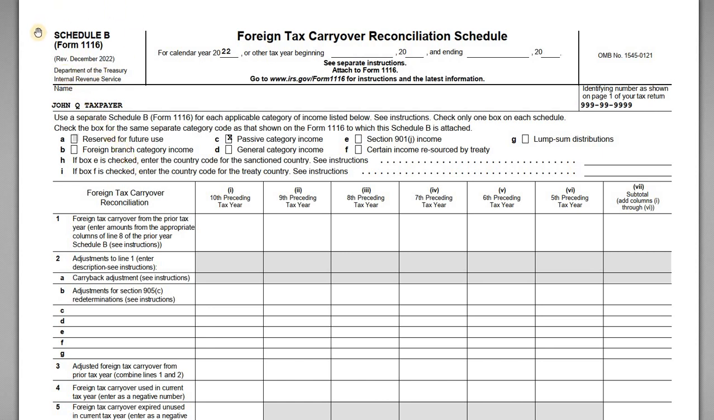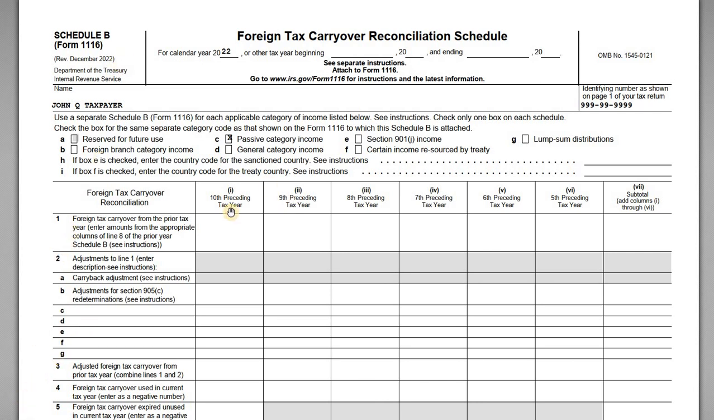For this video, I want to go over the Schedule B for the Form 1116 Foreign Tax Credit. So Schedule B is specifically covering the foreign tax carryover reconciliation. You might find yourself in a place where you need to complete the Form 1116 for the foreign tax credit, but you might not necessarily have Schedule B, right? Schedule B is going to apply if you have any FTC carryovers.